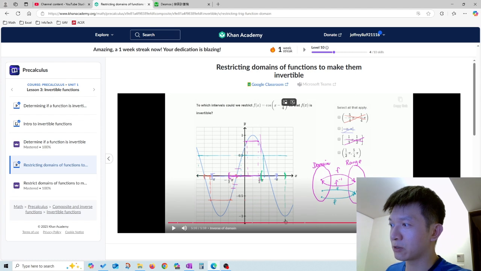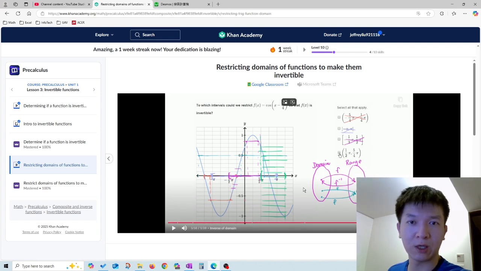Okay, so hopefully the last one works. So 1 over 2 pi is over here, and 5 over pi is over here. So it appears to have a little bit of curve at the end, but it does not affect our horizontal test. So the last one will work. Okay, so we choose the last one.